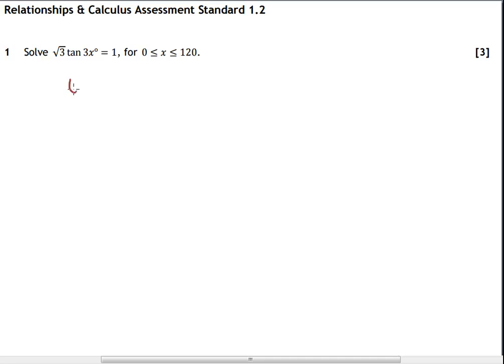So the first step here would be to divide both sides of the equation by the square root of 3 to give tan of 3x is equal to 1 over square root of 3. Now you aren't allowed a calculator for this assessment, but you should realise here that 1 over root 3 is one of your exact values, and using exact value triangles here you should be able to obtain the angle.